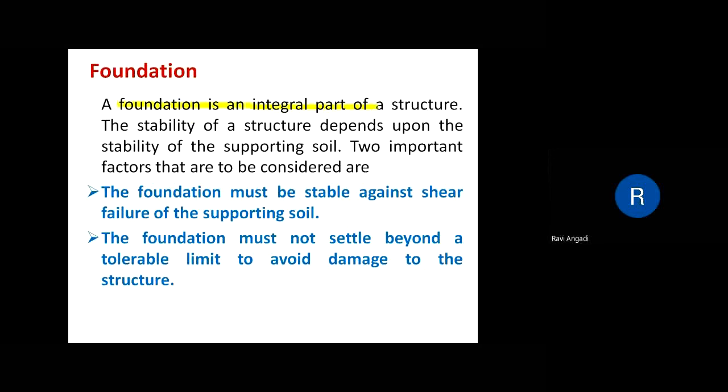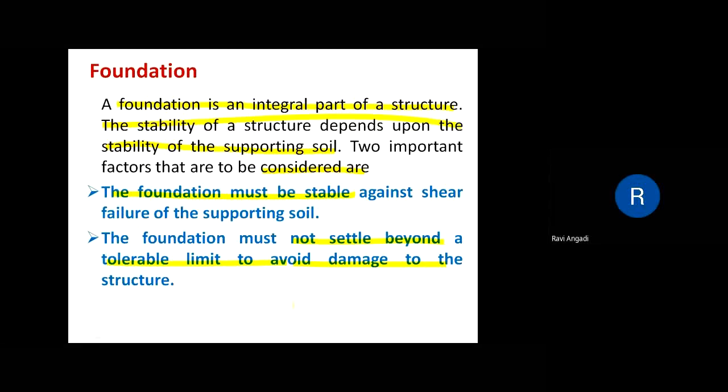A foundation is an integral part of the structure, and the stability of the main superstructure depends upon the stability of the supporting soil. The two important factors to be considered are, first, the foundation must be stable against a shear failure of the supporting soil, meaning the soil below does not fail in shear. The second criterion is that the foundation must not settle beyond the tolerable limit, to avoid damage to the structure, meaning the settlement is within safe limits.